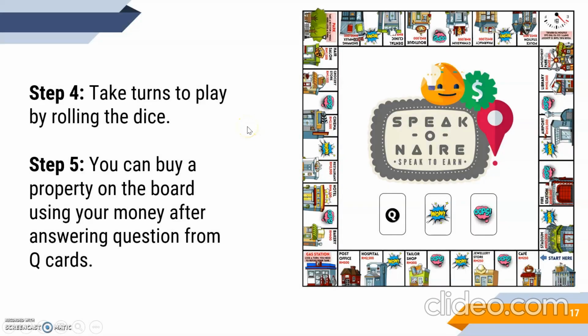Next, they will take turns playing by rolling the dice. Using the money given, they can buy a property from the board after they answer the question from the cue cards or the question cards.